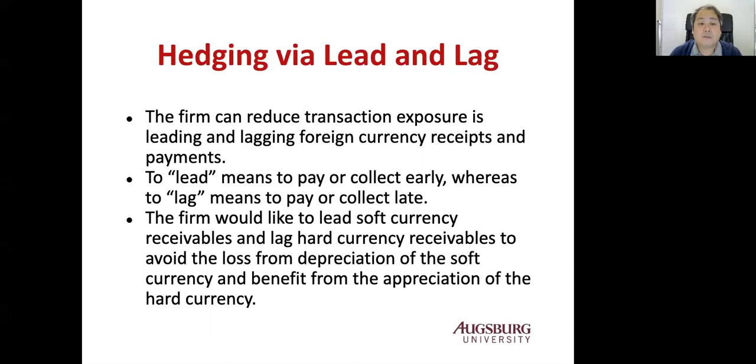To avoid the loss from the depreciation of the soft currency, and they lag the hard currency because they want to get benefit from the appreciation of the hard currency, which is a currency issued by a nation that is more politically and economically stable. Okay. So they choose the timing to hedge the transaction exposure too.